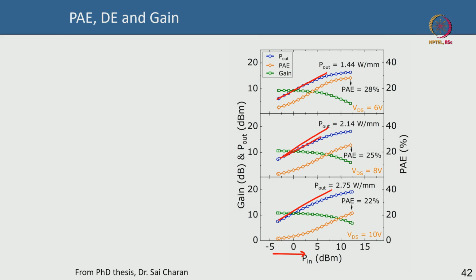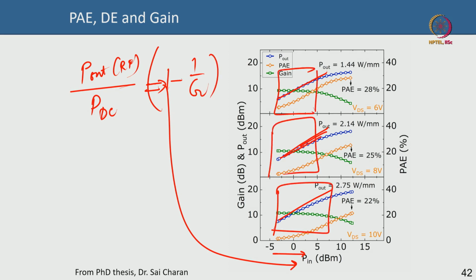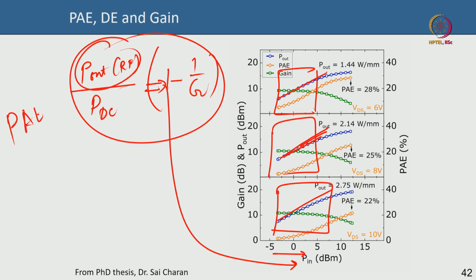Because the output power is increasing and the DC power is constant, it means P output RF power divided by P DC keeps increasing as you increase the input power. And then 1 minus 1 by G, G is constant, you see in this part G is constant, the green one, right, the gain is constant. So because the numerator is increasing, this PAE will also increase, and that is why the PAE increases. You see this is a PAE, this is a PAE. A PAE will saturate when your output power saturates, or when your gain starts decreasing.